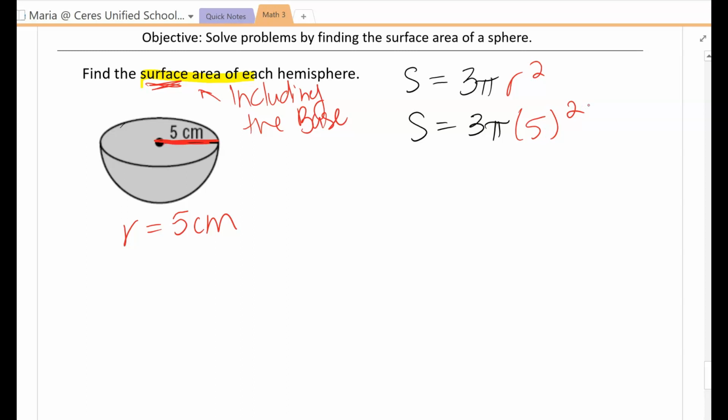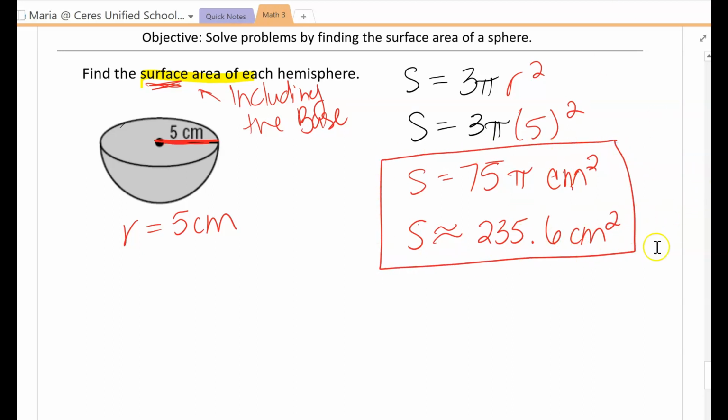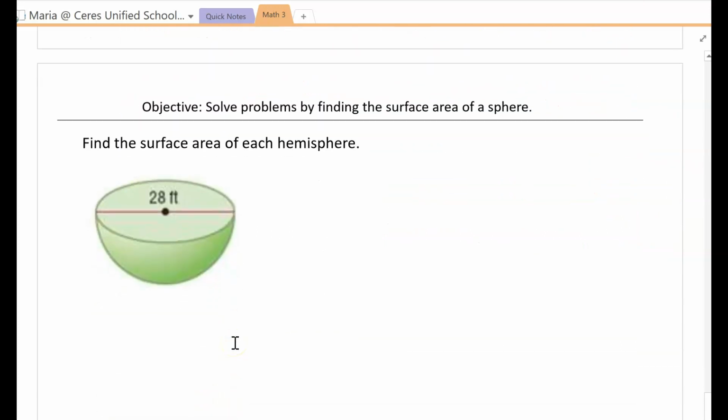Okay, and then just multiply. S is equal to 5 squared gives you 25. And then 25 times 3 is going to give you 75 pi, and then your units are square centimeters. And then you can eat your pie, you can eat your dessert. So we're going to do 75 times pi, and that's going to give you 235.6 square centimeters for your answer. Okay, pretty straightforward. Now let's look at the next example.